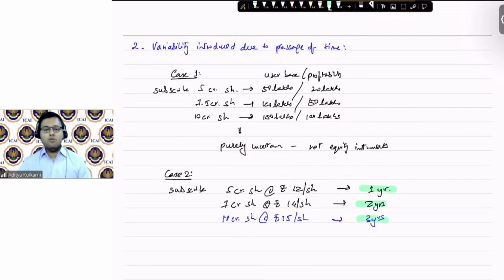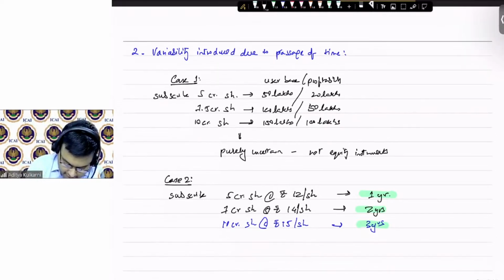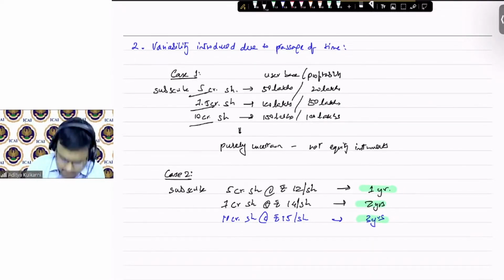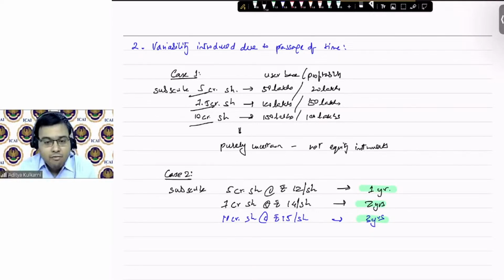Okay. So now understand, in case 1, the terms of the contract spoke about user base and profitability only. So therefore, all these cases are uncertain. And because all these cases are uncertain, there is a lot of variability involved. That can be seen from the fact that we are taking a variable number of shares. The contract entitles you to a variable number of shares. And therefore, these options or this contract do not give rise to classification as equity.